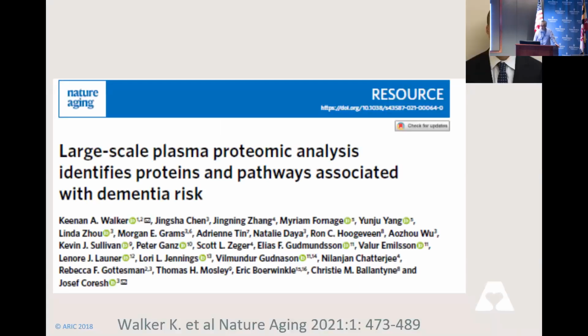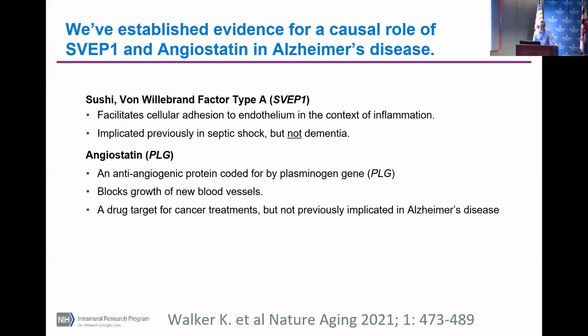This is Keenan Walker, who's done an amazing job going from a postdoc to writing JAMA papers to becoming probably arguably a world leader in the proteomics of dementia. And now he has his own research group at the NIA right down the street. And this is an example of the work where he found that 2 proteins likely play a causal role in dementia.